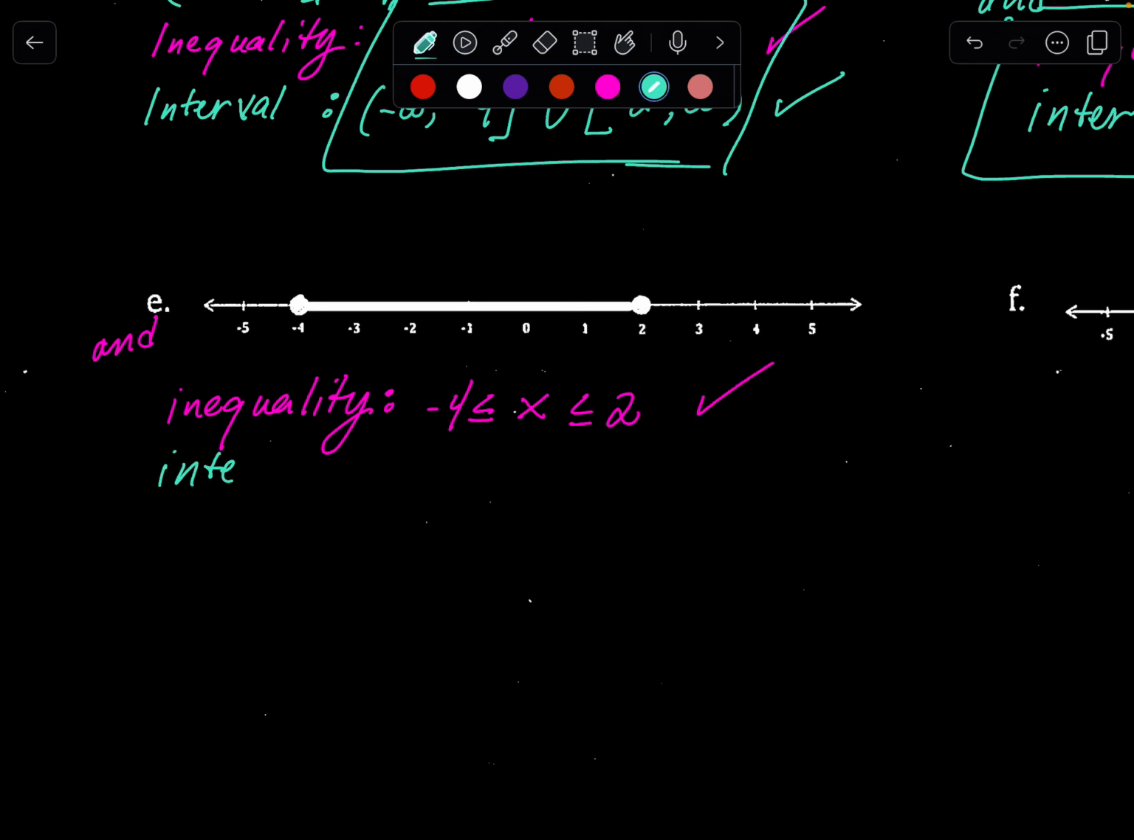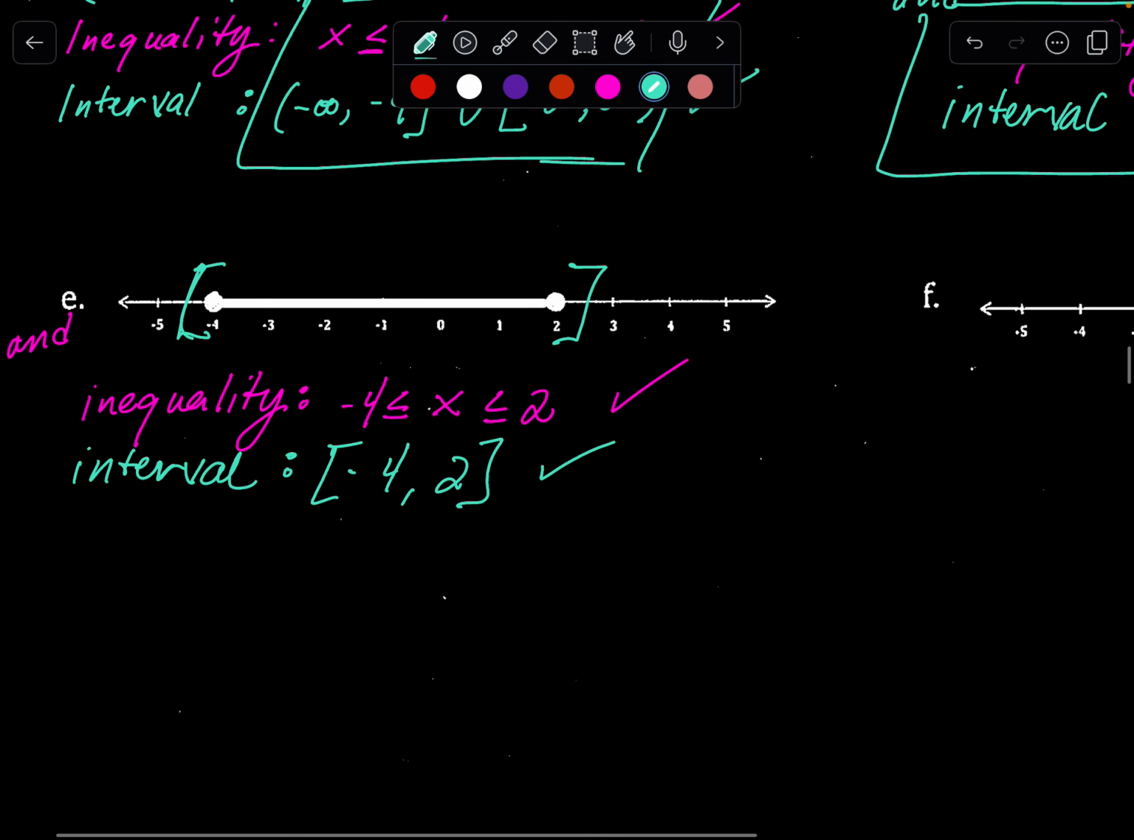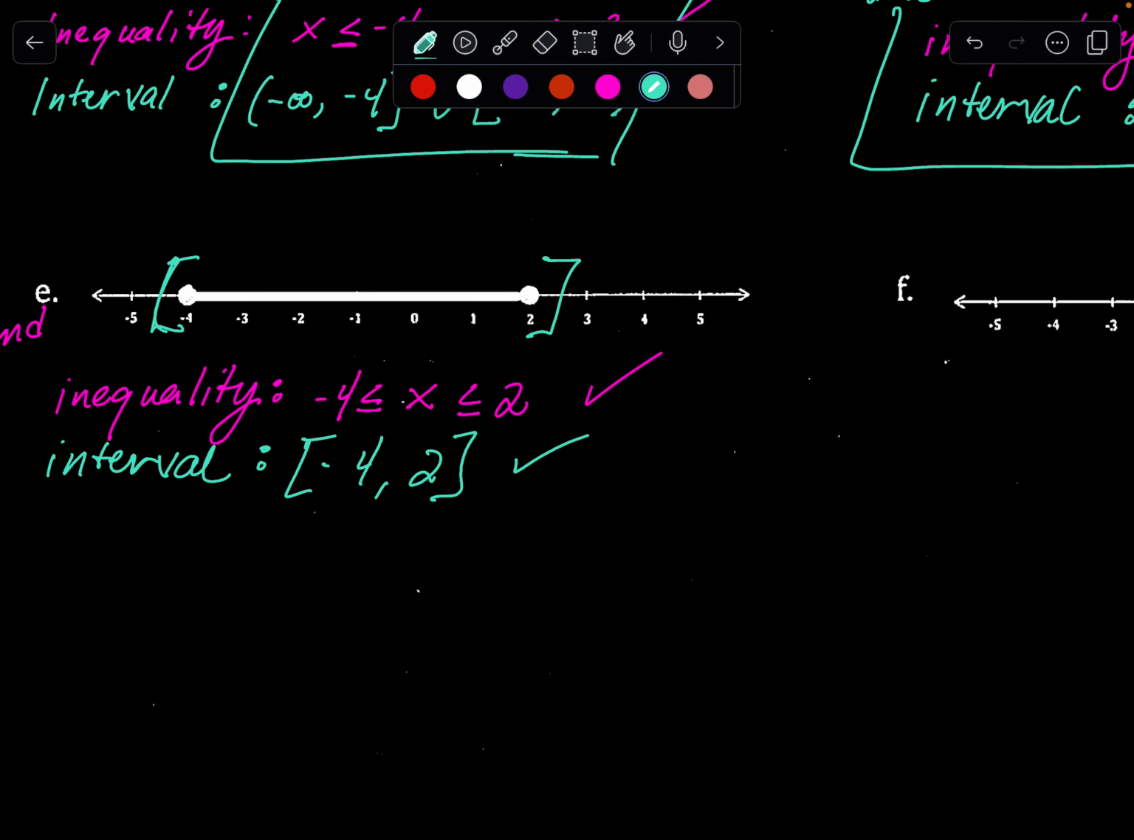Interval notation. Okay, our interval notation in this case is going to be a bracket on that left side, and we've got a bracket on the right side too. So, -4, comma, 2, bracketed. Done. Okay, and there are your answers.